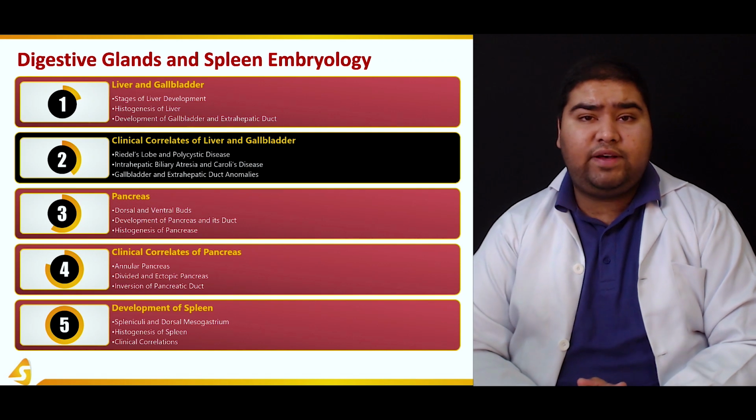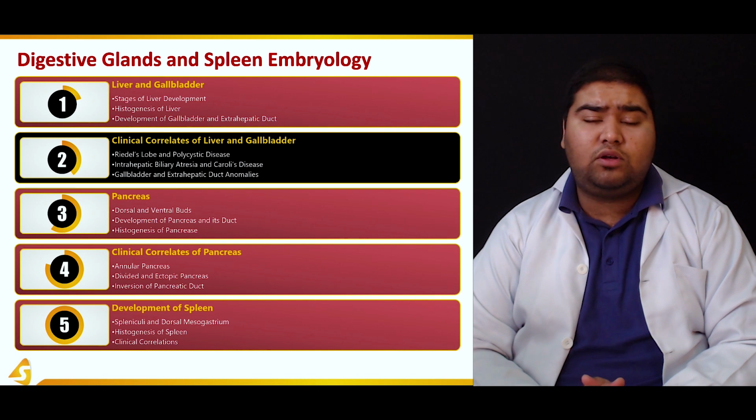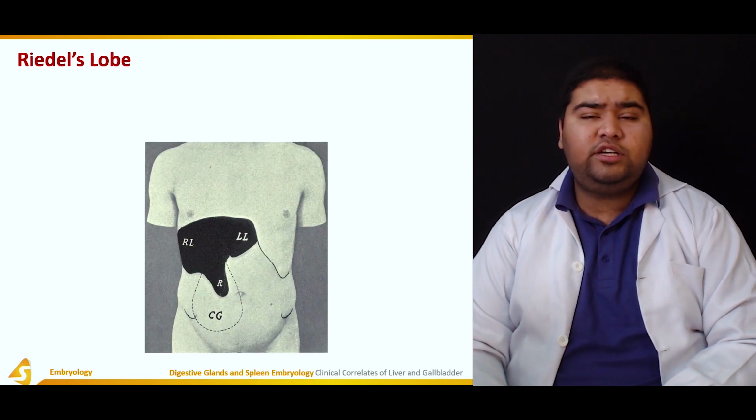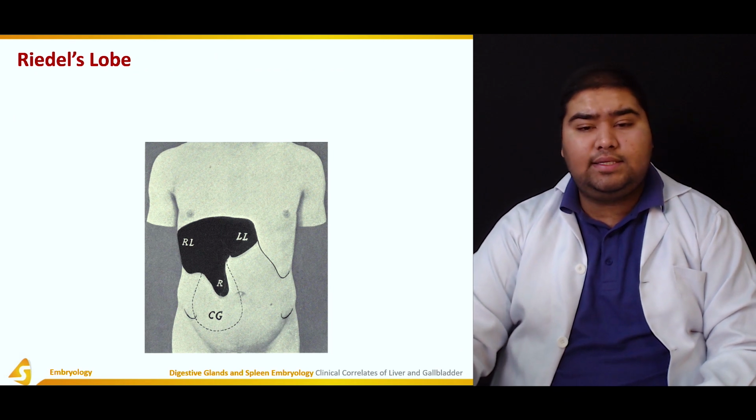This section has been divided into such conditions which occur due to developmental anomalies of the liver or the gallbladder. Let's see what these developmental anomalies are. So first of all, we have a Riedel's lobe. So what is a Riedel's lobe?